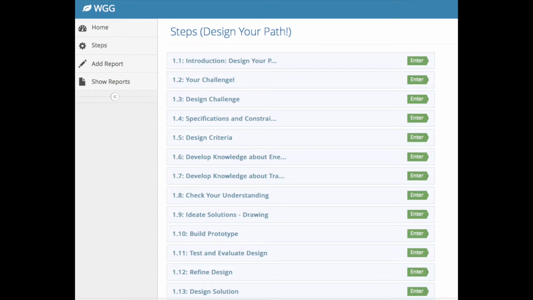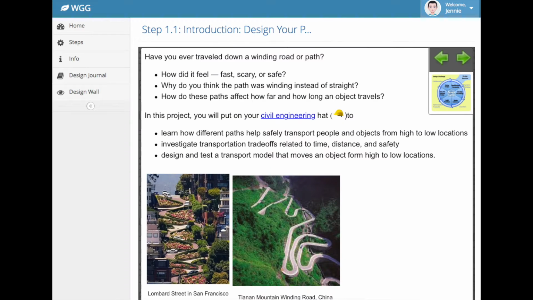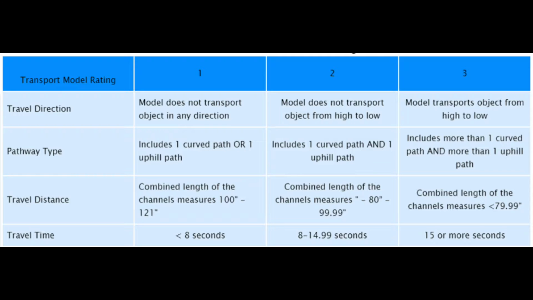When you log into the WGG environment and begin the Design Your Path activity, you will see an overview of the steps that learners will engage in. As always, the first step introduces the design challenge and previews what's to come. Learners are given design criteria to evaluate their wall maze design.